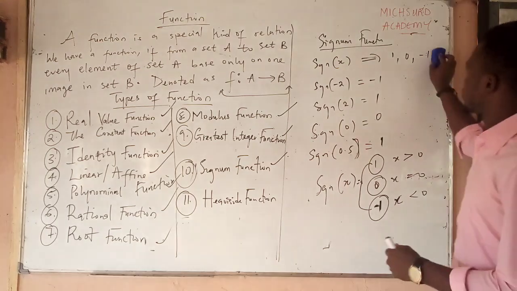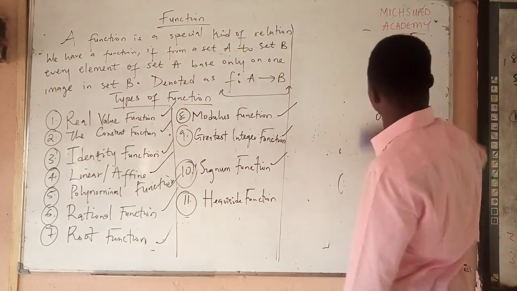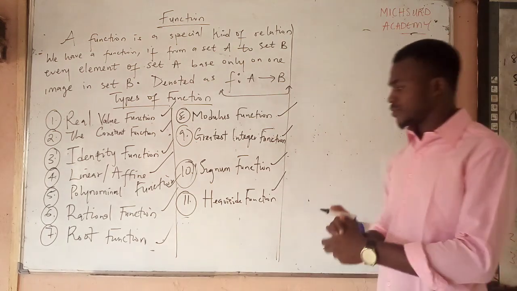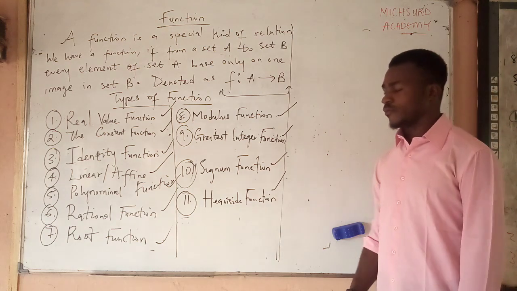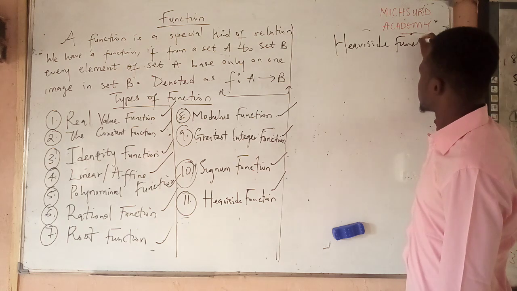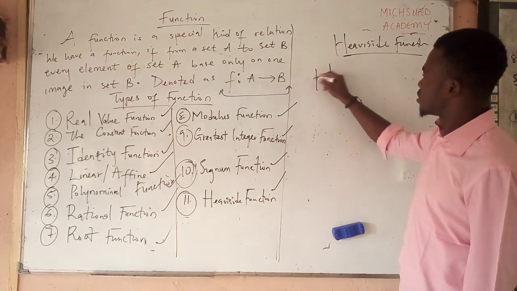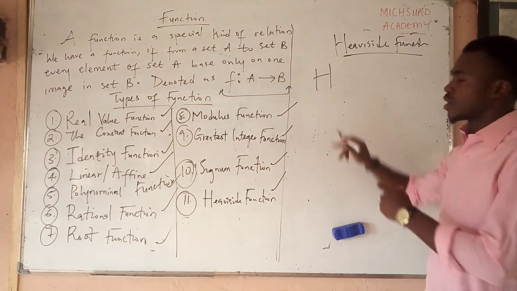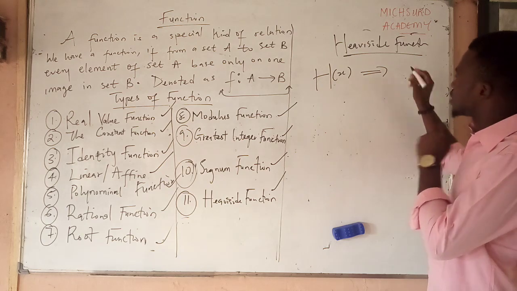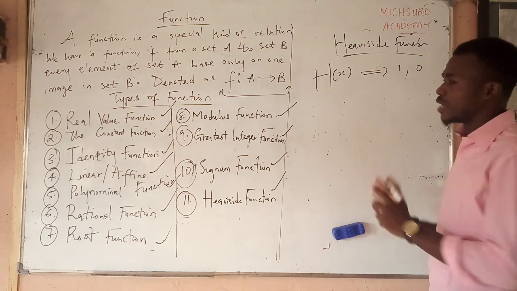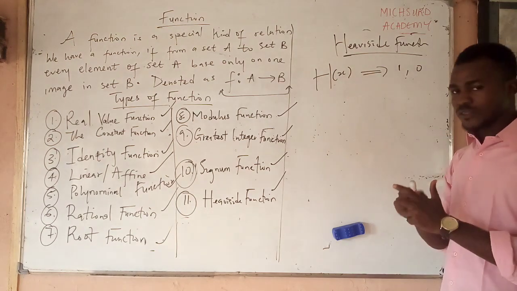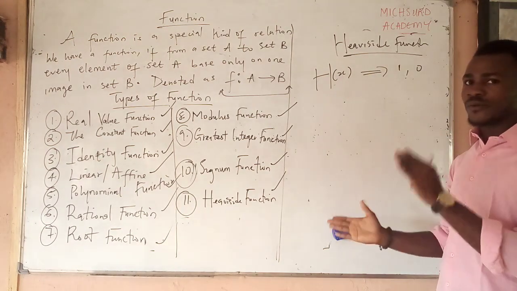Now the next on the list is the Heaviside function. That's the last we are going to take for today. For the Heaviside function, we normally denote it with capital H. So you can talk about the Heaviside function of x. These kinds of functions take values 1 and 0 only. So these are the only two values the Heaviside function can produce. It's quite different from the signum function.